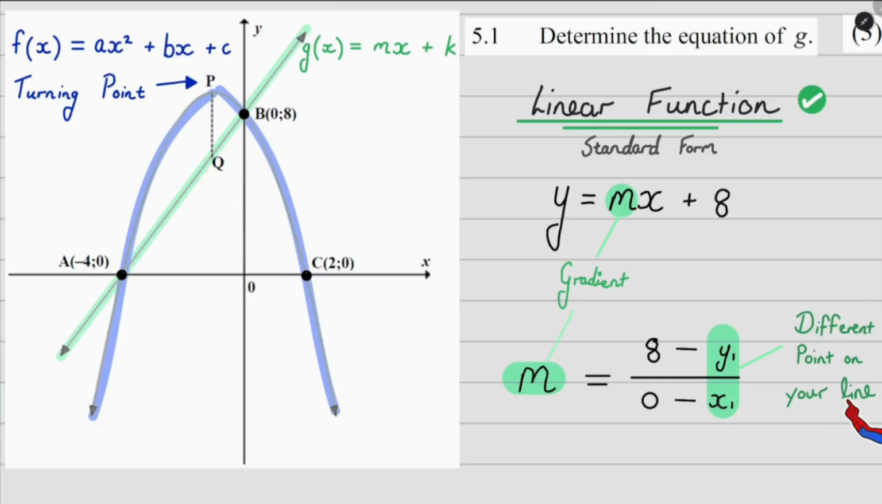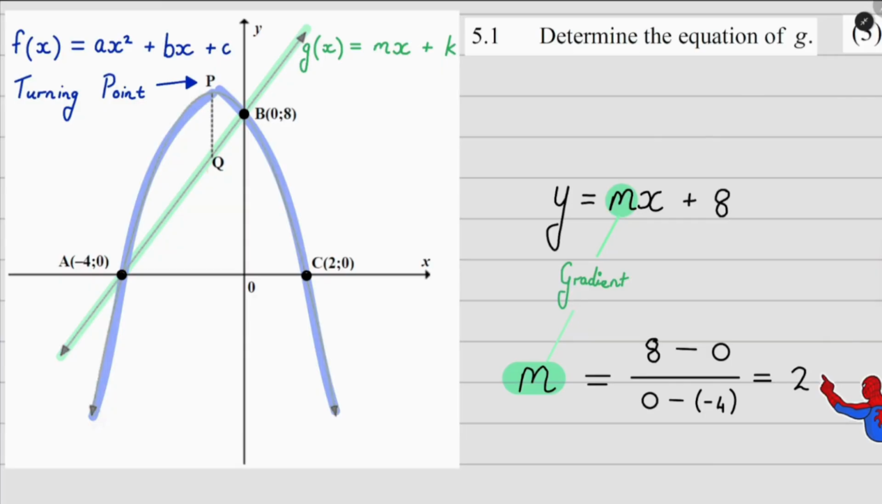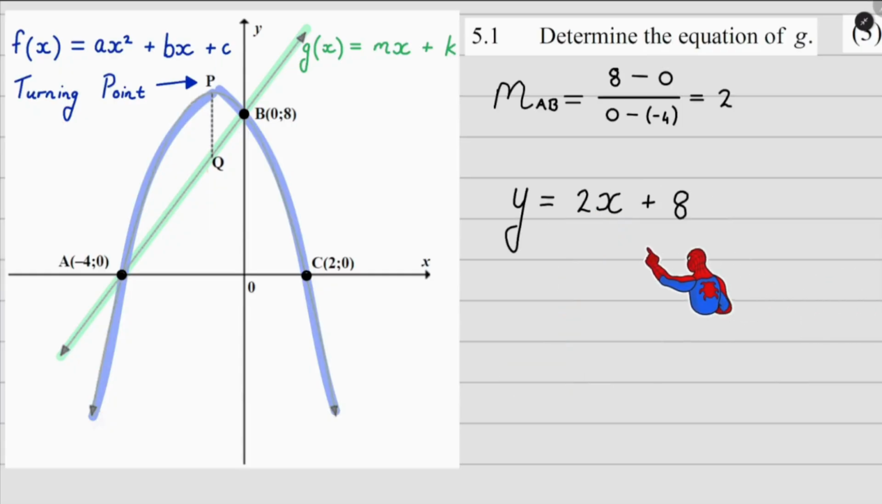And now I've got to use a different point on my line, so I'm going to go down to A. So the y value there is 0 and the x value is minus 4, so I'll put a 0 here and a minus 4 there. Okay, and then if we just pop that in our calculator or work it out mentally, I would personally pop it in my calculator, as you know by now. We're going to get 2, and that makes a lot of sense because this is going uphill, so I'm expecting a positive gradient. So now that we know the gradient, we simply just put it into m's place. And then the equation of the line is y equals 2x plus 8.